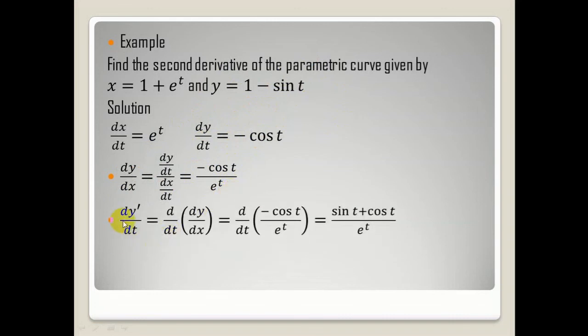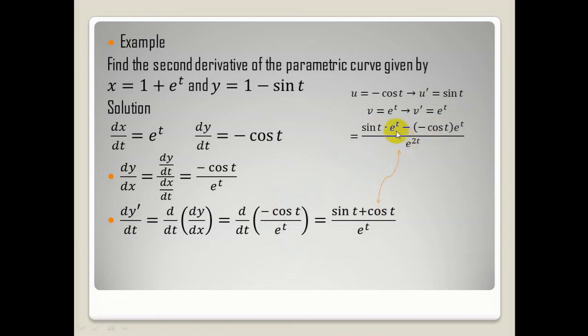So we need to find the second derivative. d over dt of the first derivative of the function. So you need to substitute here. Let minus cos t be u. So the derivative of minus cos t is sin t. The derivative of e to the power t is e to the power t. Because this is the quotient rule: u prime v minus u v prime over v squared.